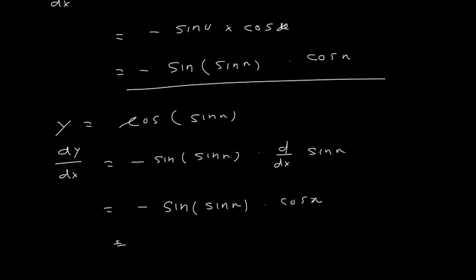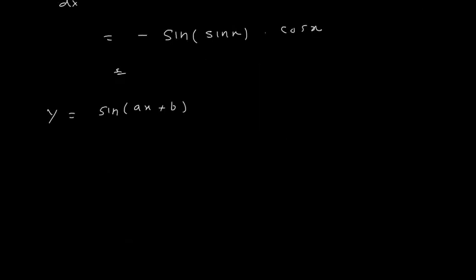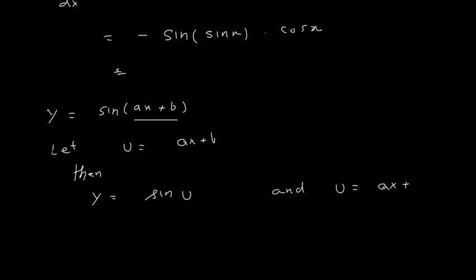Let us move to the next question. Our third problem is y is equal to sine of ax plus b. Now here you can see that ax plus b is your u part. So let u be ax plus b, then you have y is equal to sine u, where u is ax plus b.